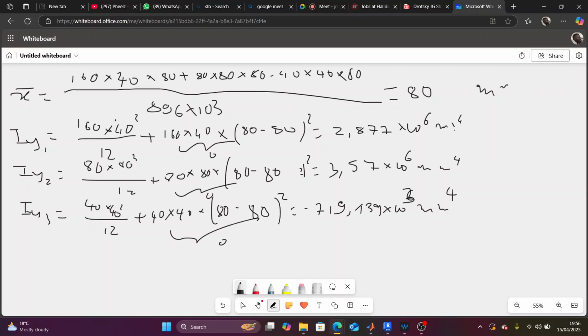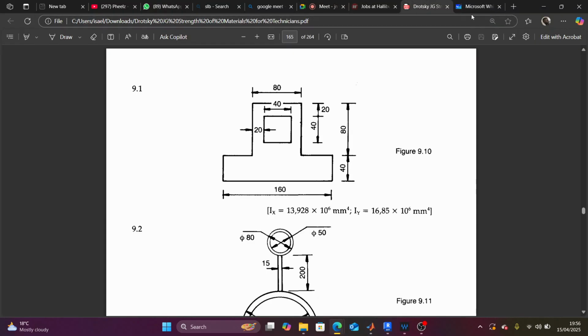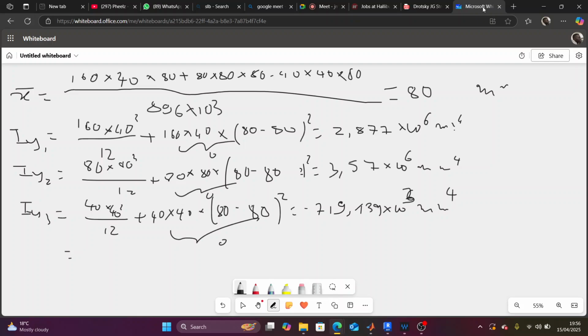Can you please double check this calculation? What is I total? It has to give us 16,85. Please check it again, and then we can move to 9.2. It's still 4,48. Something is off. Let me take my calculator as well and try.